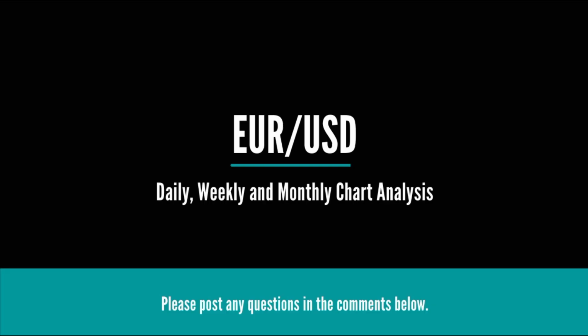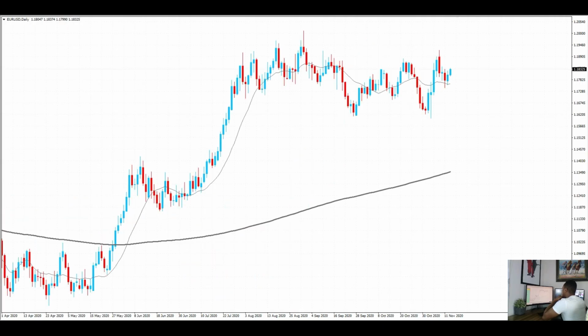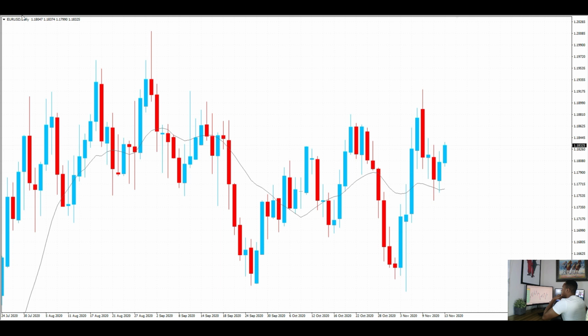First up, we've got Euro USD. Okay, so for Euro USD on the daily chart, you can see that not too much has happened this week. We still have the resistance just above us, as you can see here. Previous resistance there, push to the downside. Again, resistance there, push to the downside, and again, resistance.